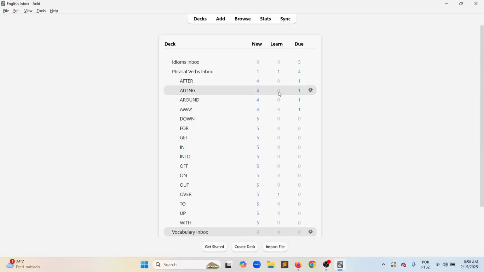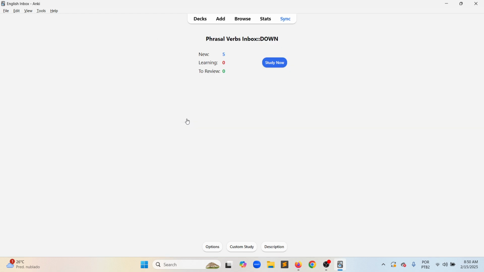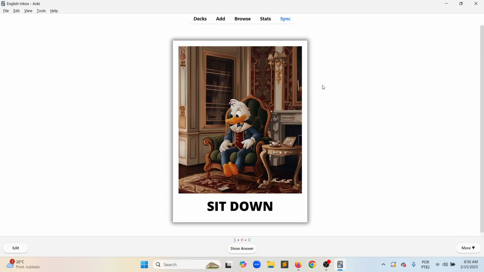So here is Anki. Anki is the platform that I use to put my flashcards and to learn on a daily basis. And today you are going to learn a phrasal verb with down. Take a look at it. Down. So when I click here in study now, we're going to see one phrasal verb with this word. Let's see which phrasal verb we have today. Let's see. The phrasal verb is sit down.